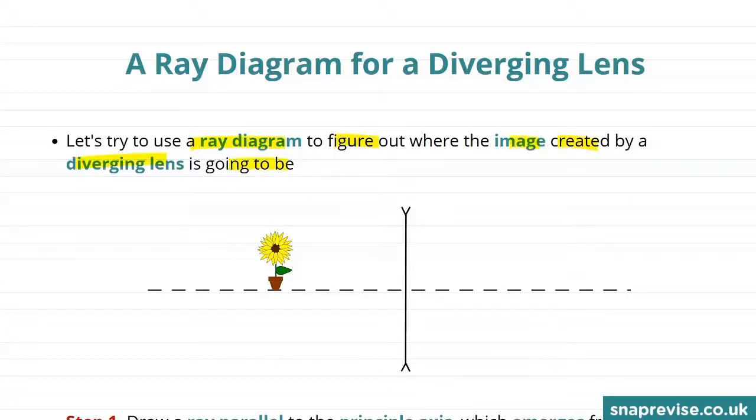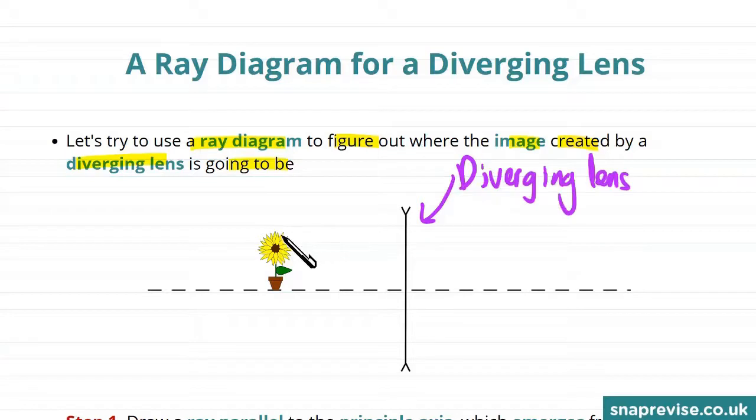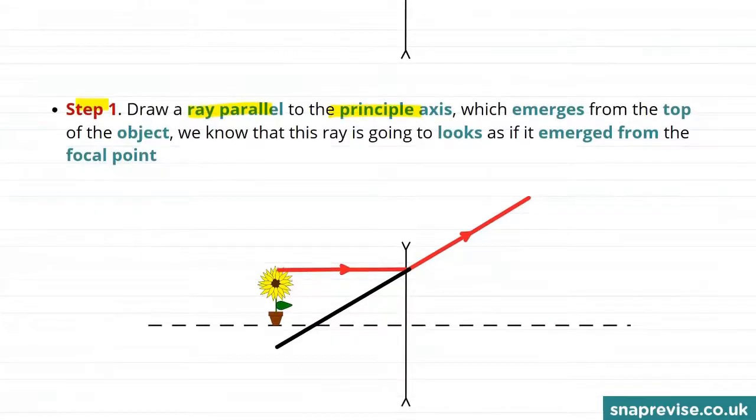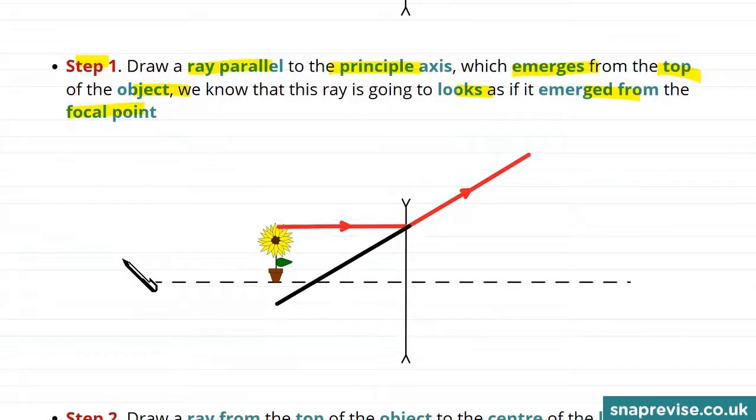to be. So this here is the symbol that we're using from now on for a diverging lens. Light rays are going to go from our object to the lens, but we want to know what's going to happen to them then. Well, our first step is going to be to draw a ray parallel to the principal axis. In particular, we're going to be drawing a ray which emerges from the top of the object. We know that this ray is going to look as if it has emerged from the focal point.